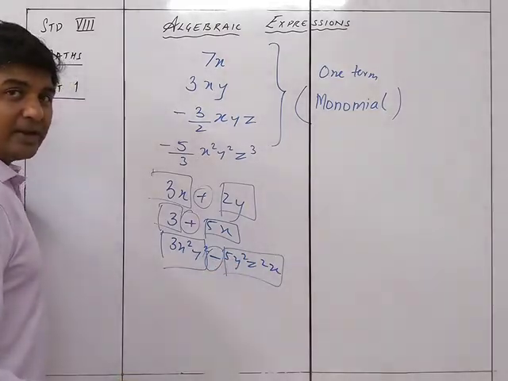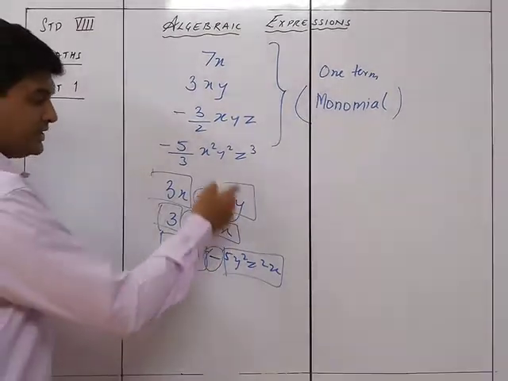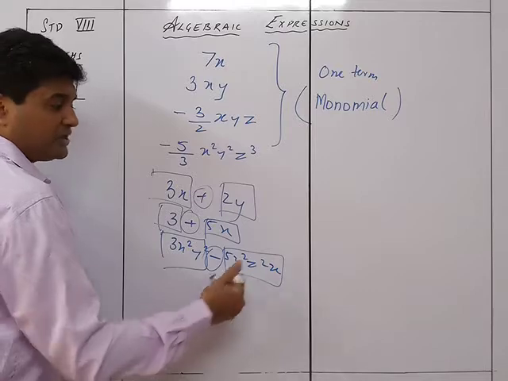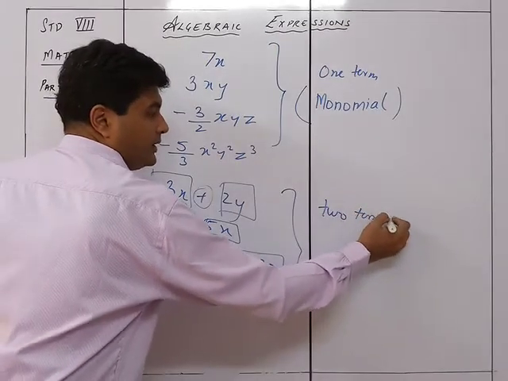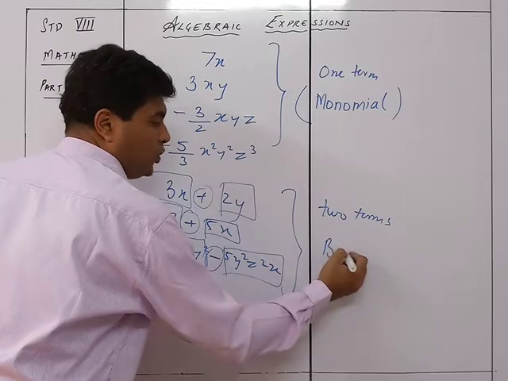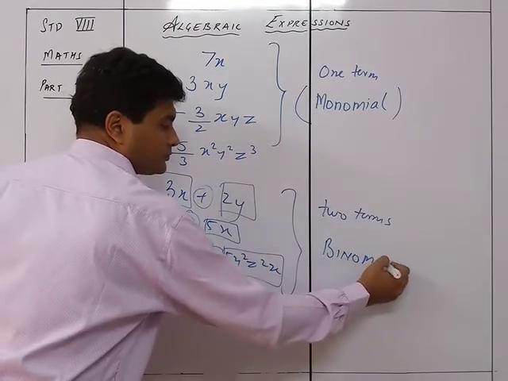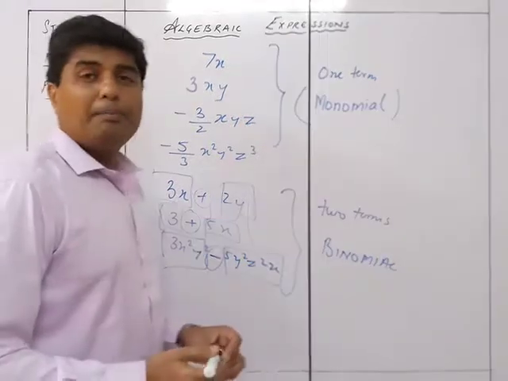So how many terms are there over here? There are two terms in this algebraic expression. Since there are two terms, therefore it is called a binomial.